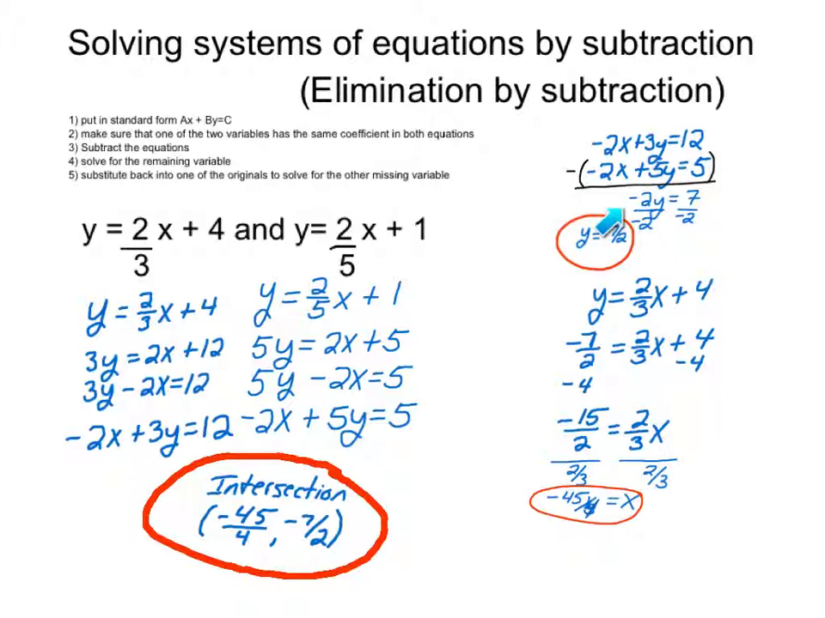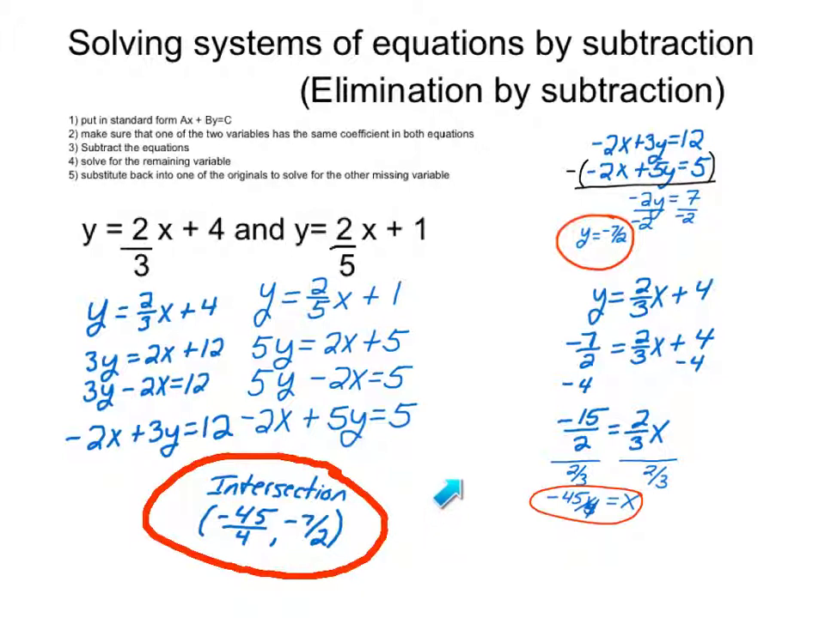When we subtracted them, we got negative 2y equals 7, and we ended up solving for y and got y is equal to negative 7/2. Then we went back to the original equation, either one. I chose y equals 2/3 x plus 4, and substituted back into that original equation for y. So we have negative 7/2 equals 2/3 x plus 4. Solving that equation for x, we get negative 45 over 4. The intersection point for the systems of equations is negative 45 over 4, comma negative 7/2.